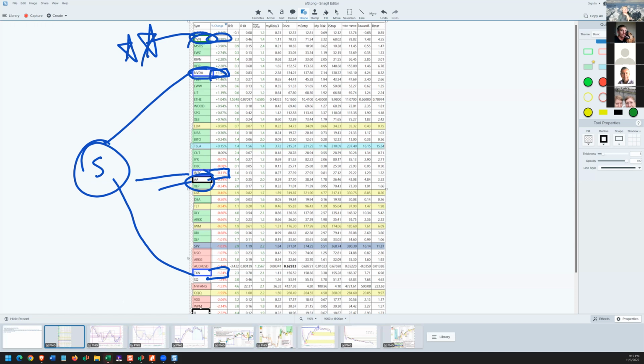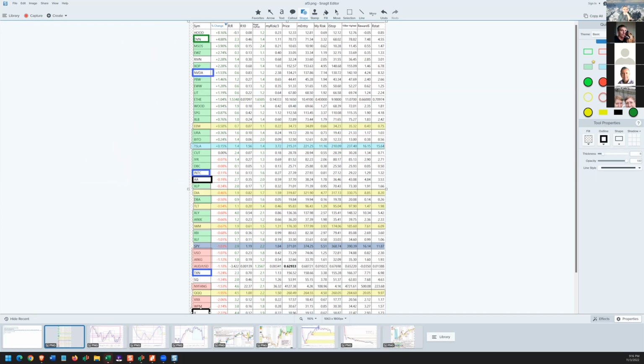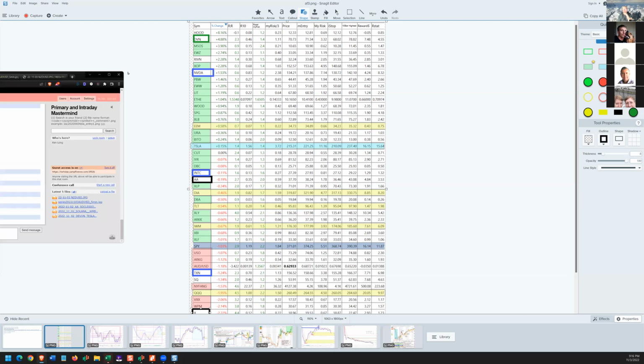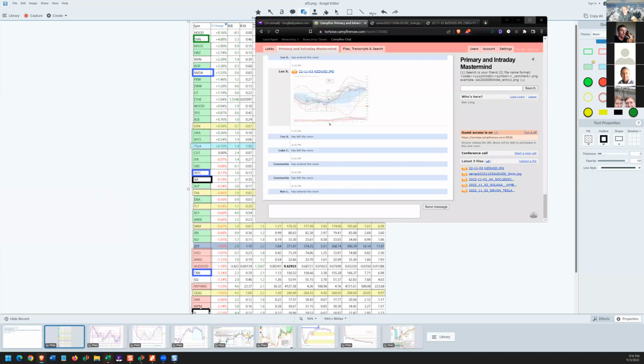All right, let's take a look at the individual traders first. We only had a couple posted. So we'll get those knocked out real quick.